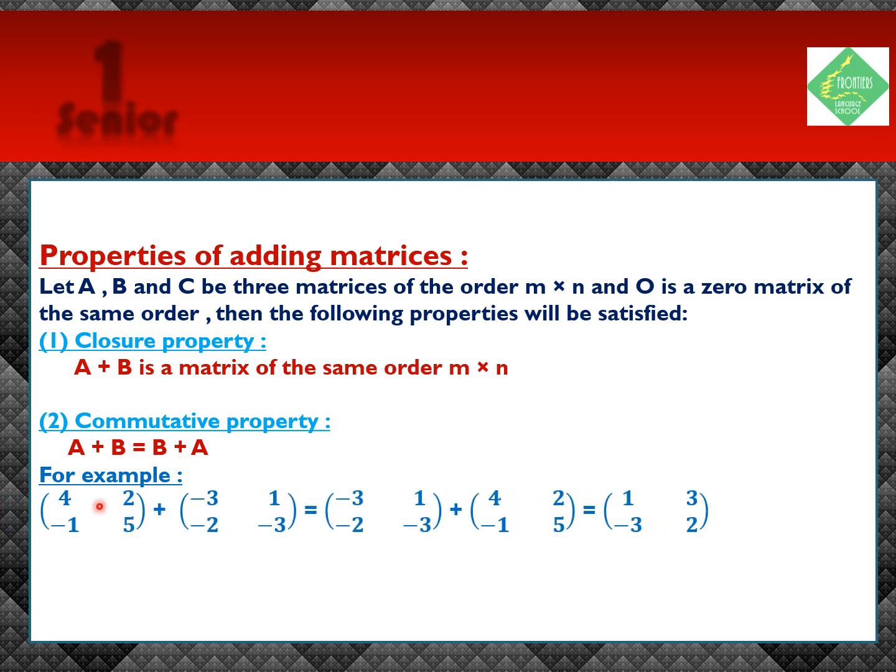Like this. When you add this matrix to this, you get negative 3 plus 4 which is 1. Negative 2 plus negative 1 which is negative 3. And 1 plus 2 which is 3. Negative 3 plus 5 which is 2.